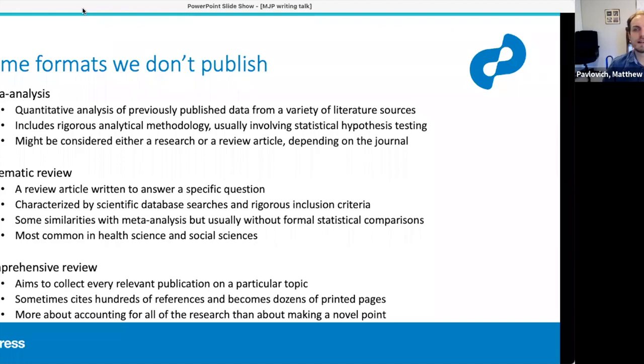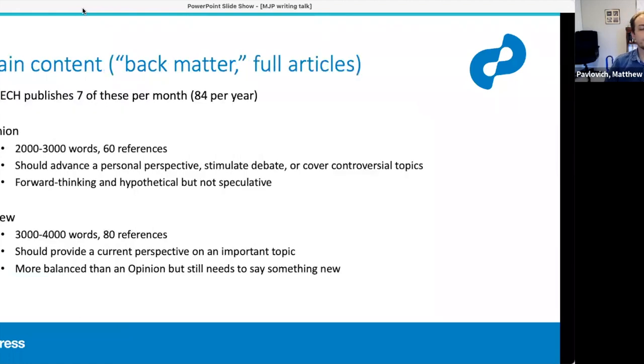But getting into the reviews that I'm more familiar with. So Trends in Biotechnology publishes 7 or 8 of these per month. This is a little bit outdated. We might be up to about 90 per year at this point. We have two main formats called opinion and review.